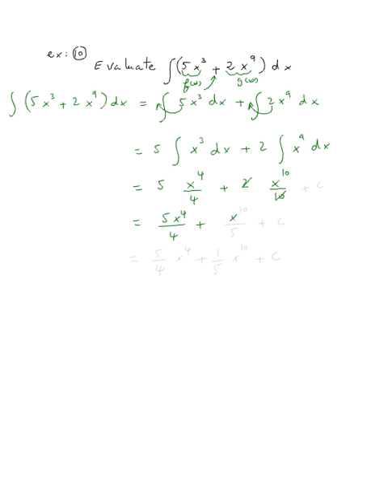plus x^10 over 5. By the way, you could leave it plus some constant. You could leave it that way, or you could just rewrite it as 5 over 4 x^4, it's the same thing, plus 1 over 5 x^10 plus c. It's up to you. And that's it for this example.